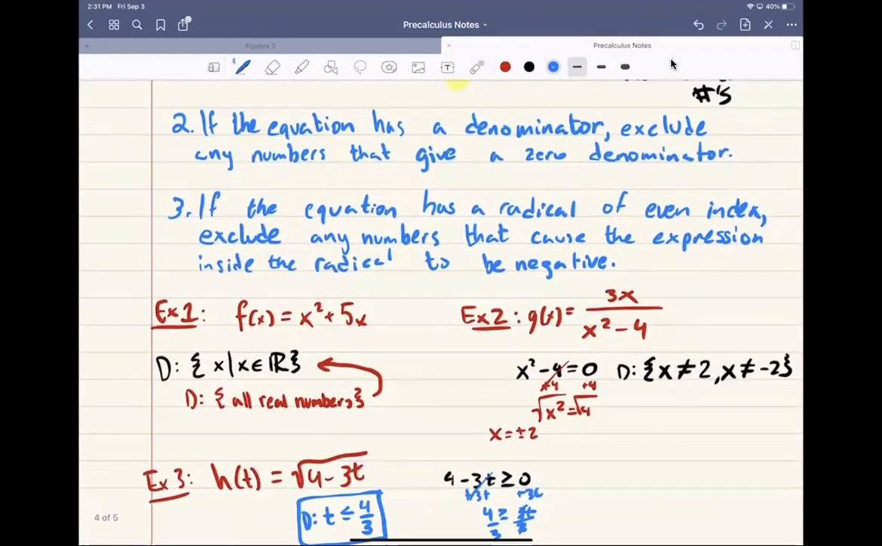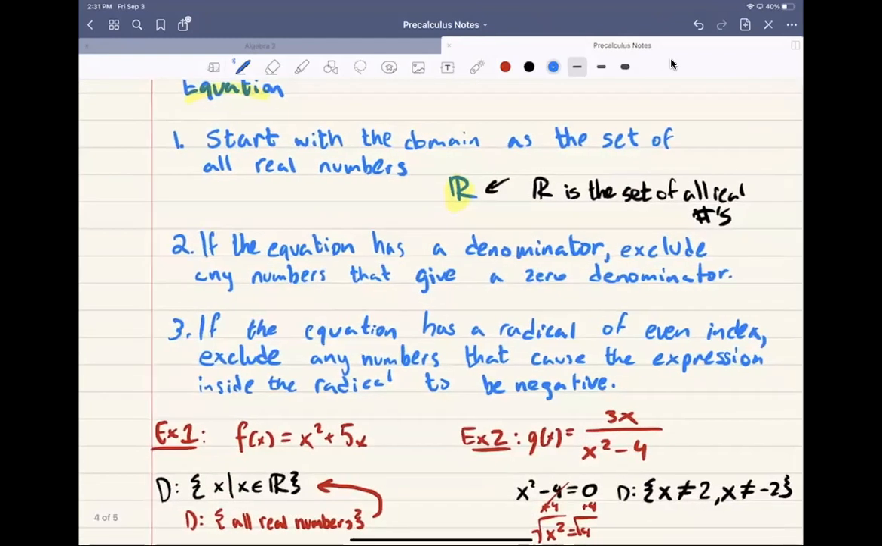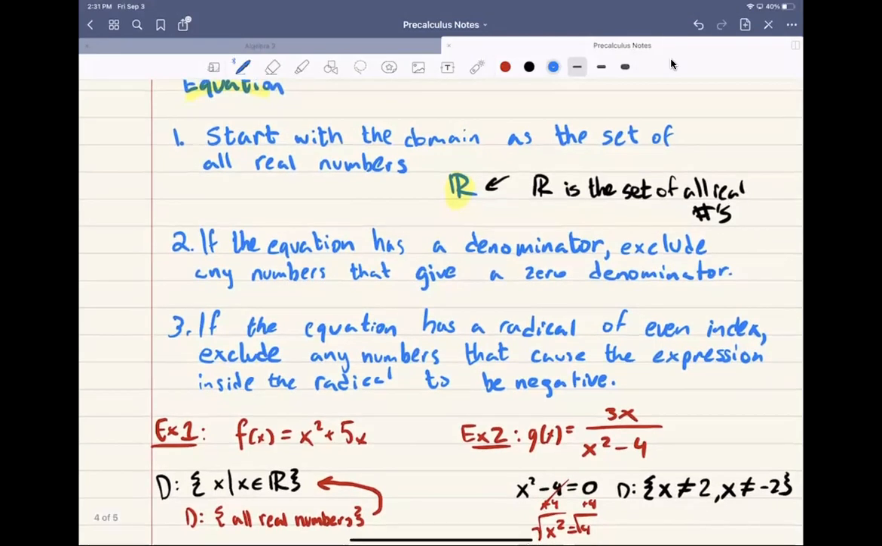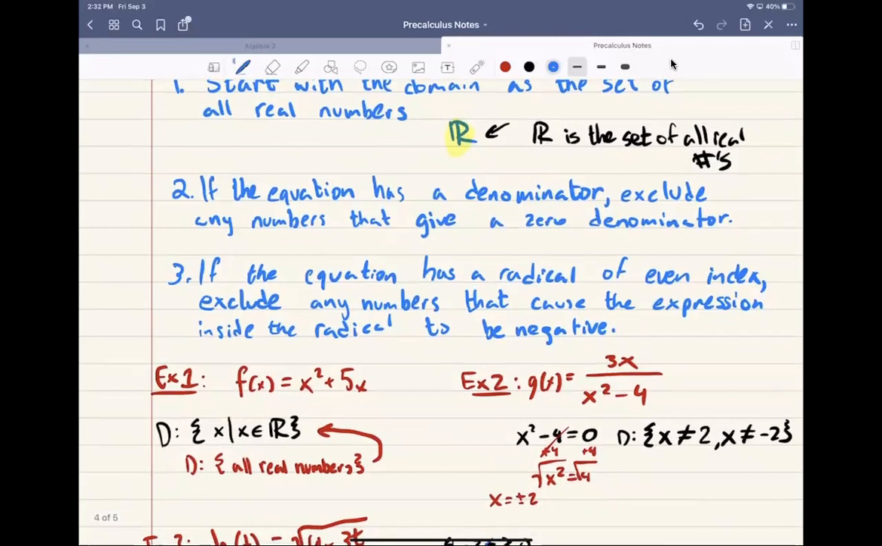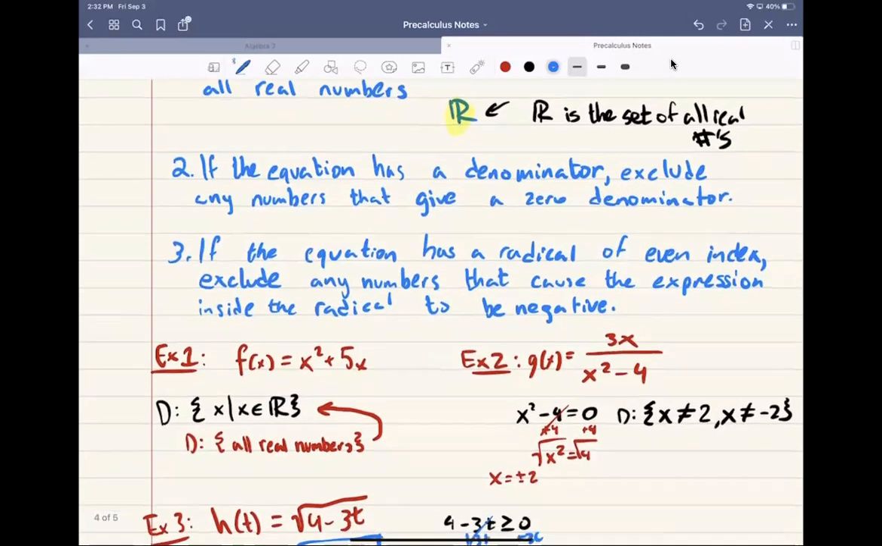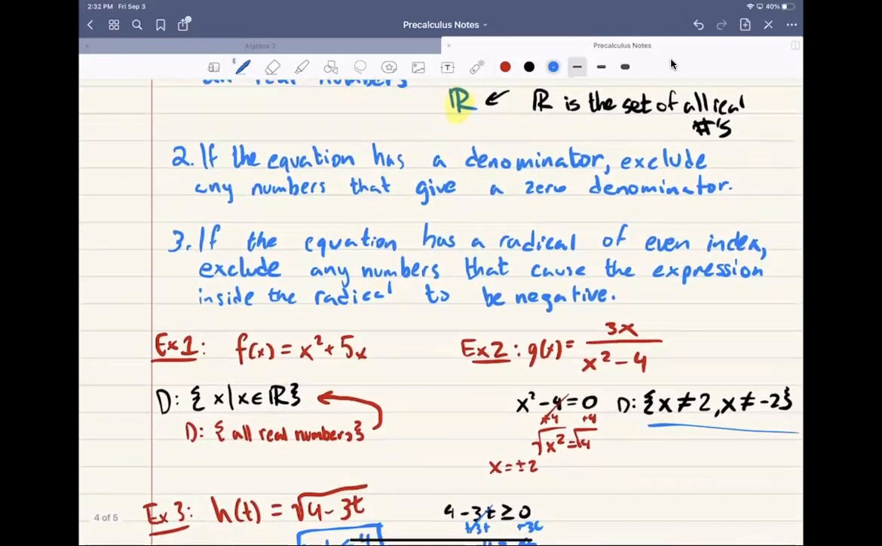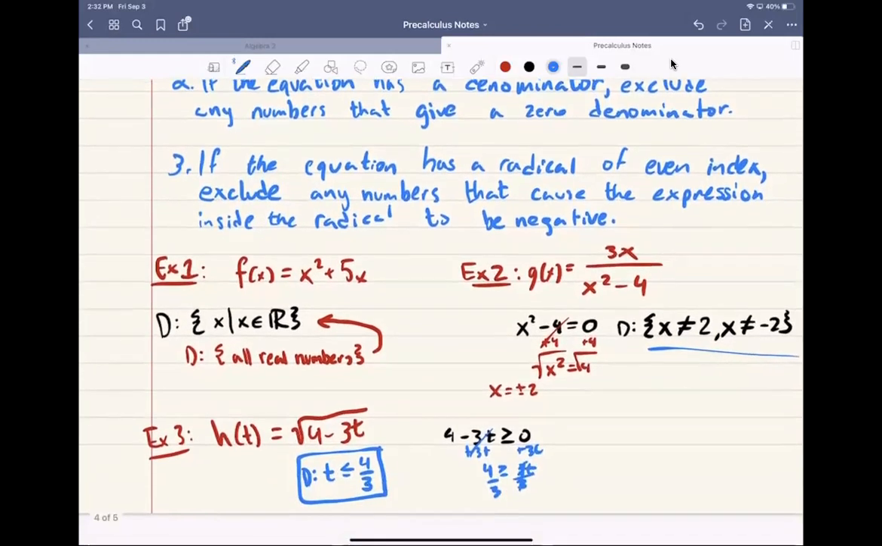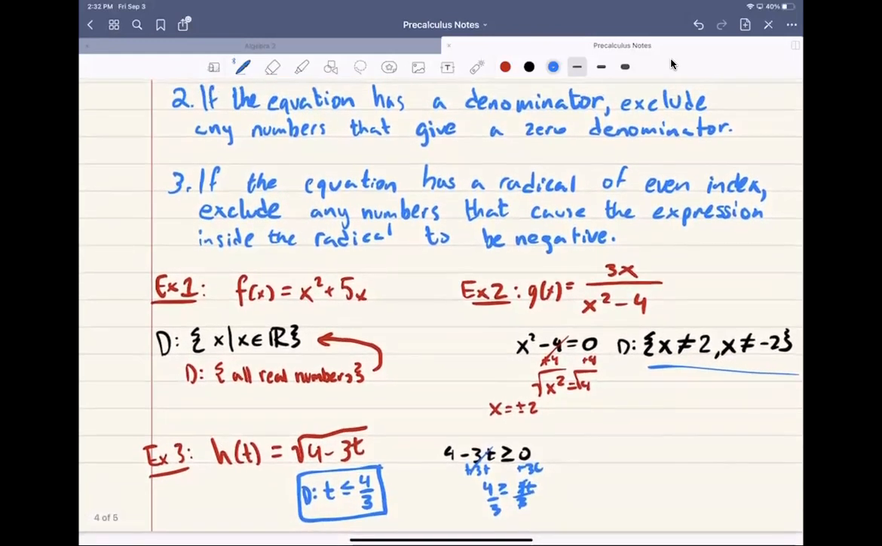You just got to follow these 3 steps. First, assume that it's all real numbers. If you happen to have a denominator, then you got to get rid of anything that makes the denominator 0, just like here. And then if it also has a square root or a radical, well, it has to be an even power.